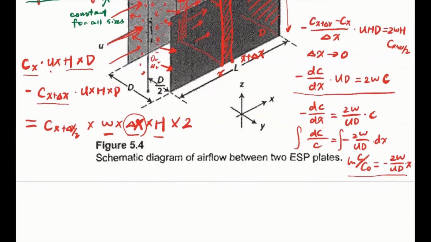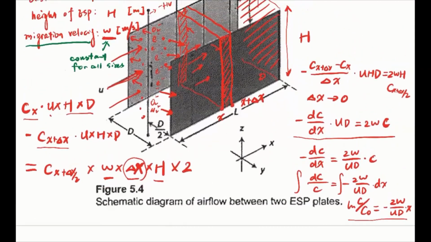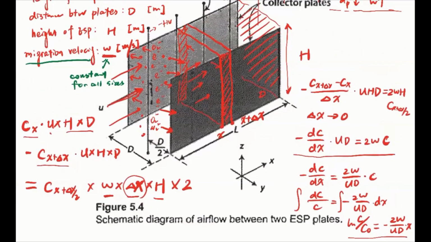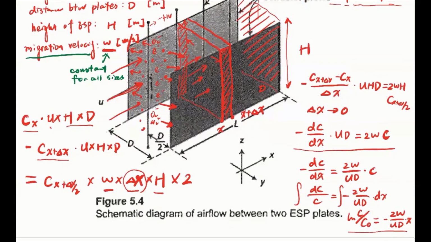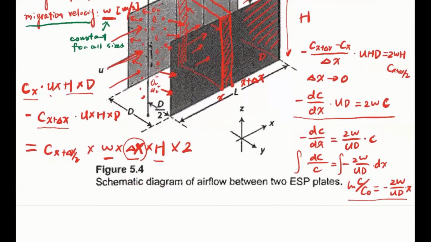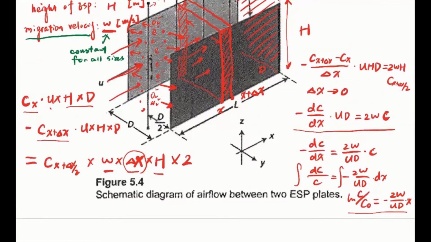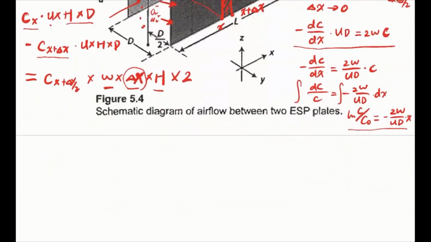All right. So we mentioned that this ESP, the simplest ESP, has a length of L, right? So based on this equation, we can calculate what is the concentration at the end of the ESP. So that's going to be log CL divided by C0 equal to minus 2 WL divided by UD.